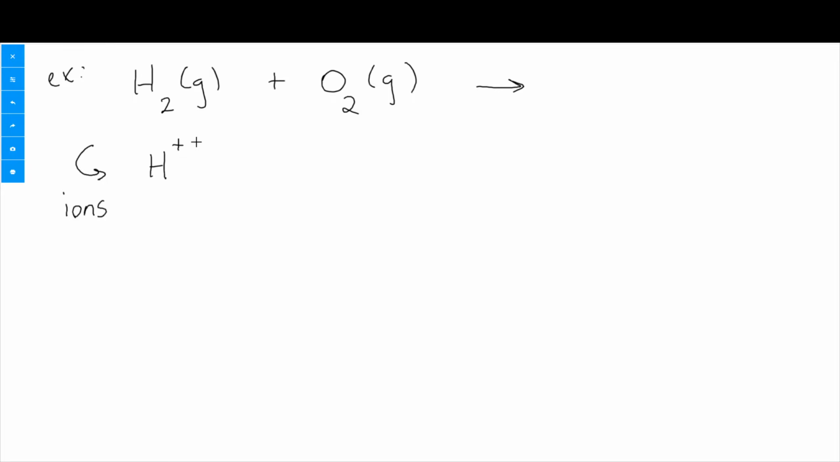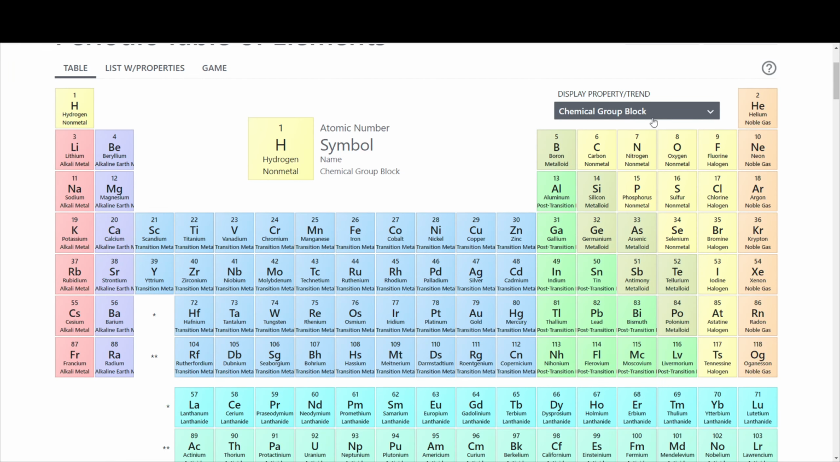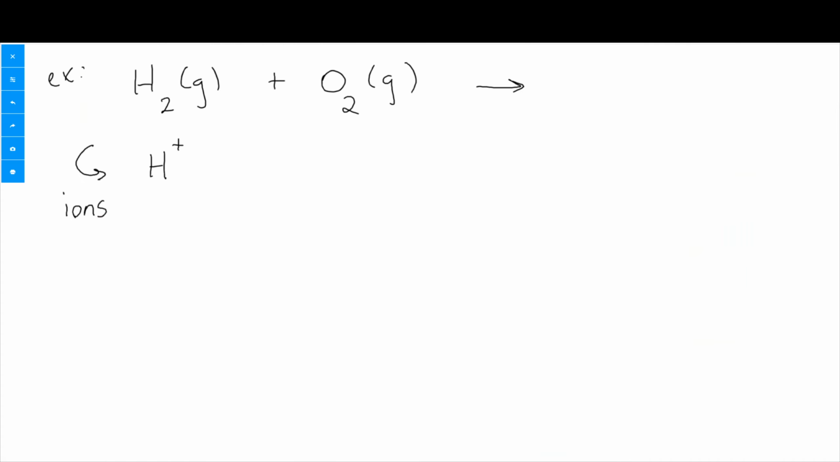So that means we form H+. If you take a look at oxygen, it's in group 16. So, being 2 away from the noble gases, you know the noble gases have 8 valence electrons. In order to become more like a noble gas, oxygen is going to try and gain 2 electrons. So that means oxygen forms 2 minus.